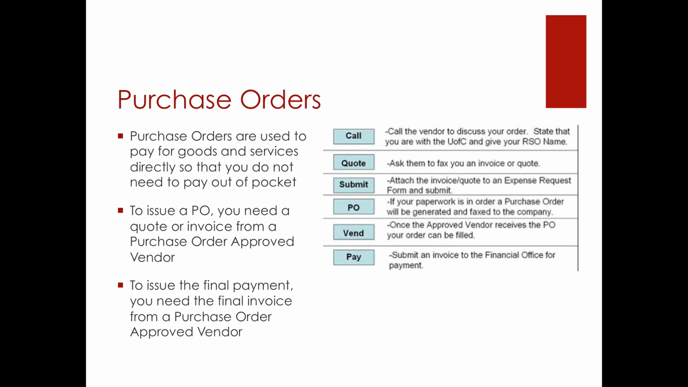Have them fax or email you an invoice or quote. Submit that invoice or quote and Blueprint and indicate that you are submitting it as a purchase order. If the paperwork is in order, we will issue a purchase order and send it to the company. At that point, the vendor receives the purchase order and completes your order. To close the process, submit the final invoice through Blueprint so that we may issue final payment to the vendor.